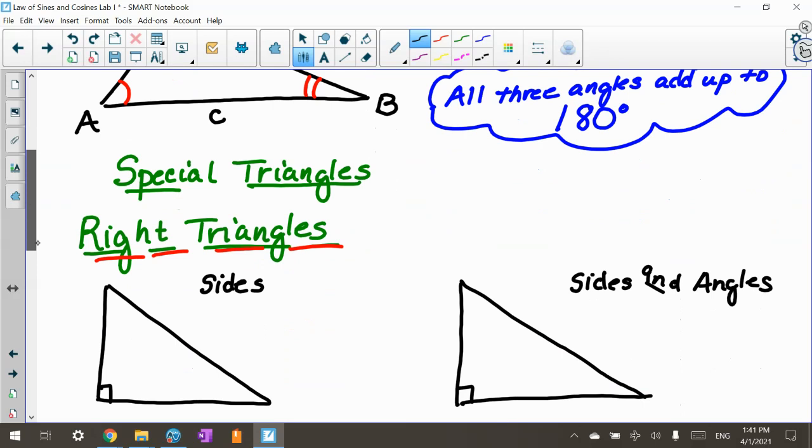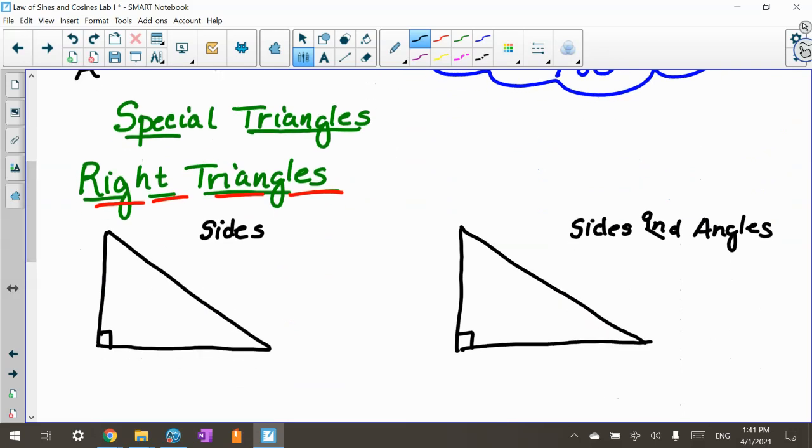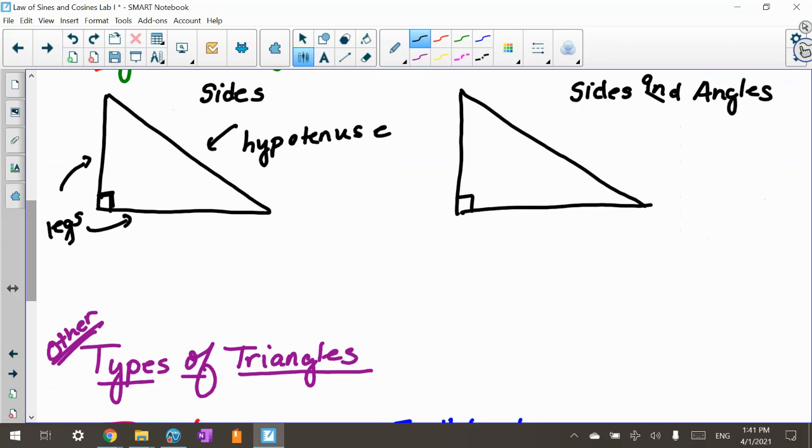Now, let's talk about some special triangles. Let's talk about right triangles first. First of all, if I have a right triangle, yes, there's three sides, there's three angles, but the sides of a right triangle, because it's special, are called legs. This is just a reminder, and this is called the hypotenuse. Okay. The other thing I wanted to remind you is the hypotenuse is the longest side because it's across from the largest angle.